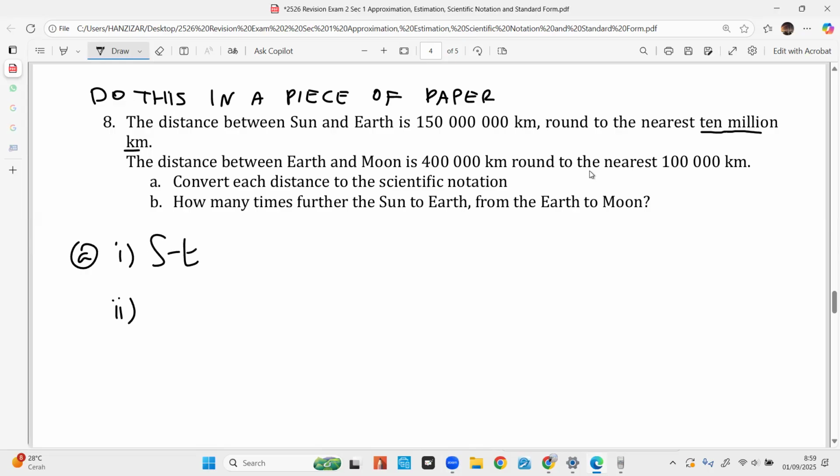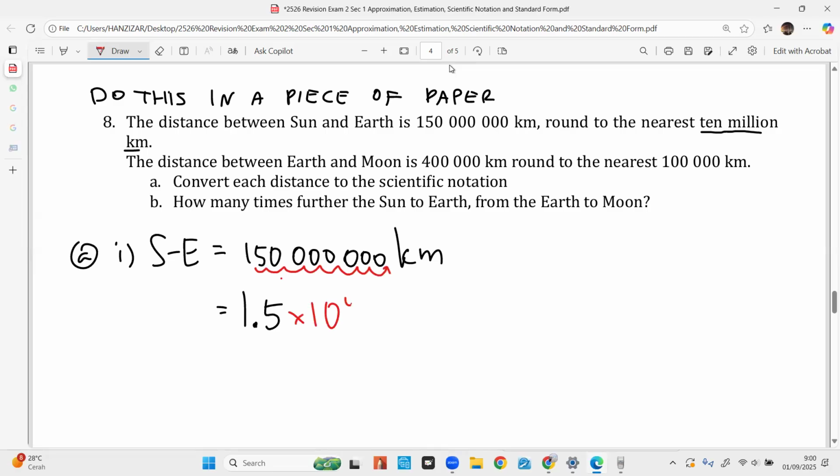Sun to Earth is 150 million kilometer. Now you have two types of answer. First, you just do 1.5, remember? 1.5 and then 1, 2, 3, 4, 5, 6, 7, 8, times 10 power 8 kilometer. This is our first answer. But the second answer could be like this as well.